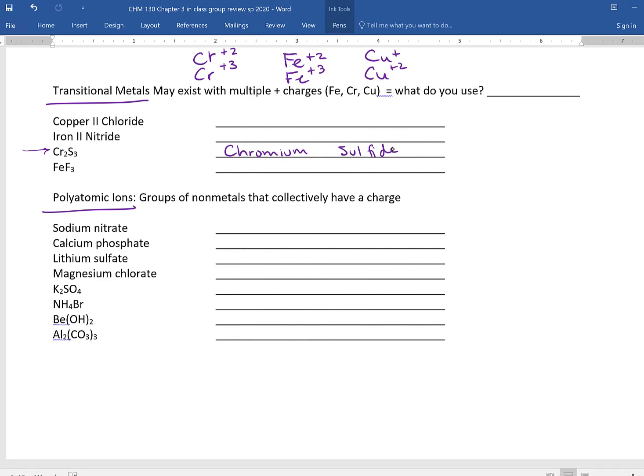The problem comes into play, which one is it? Which charge does that chromium have? Which is why you have to add the Roman numerals. The Roman numeral goes in between the metal and the nonmetal. The Roman numeral tells you the charge on the metal.